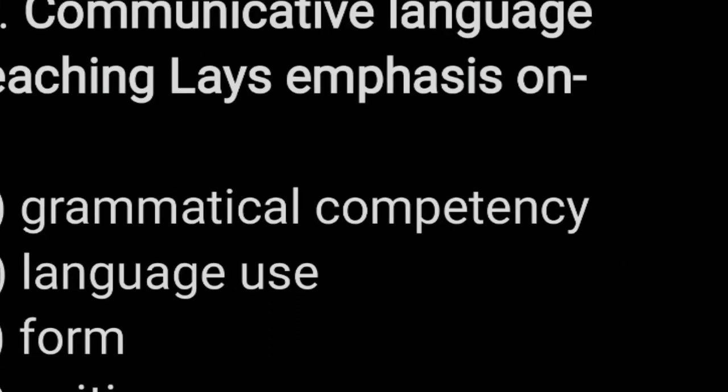Communicative language teaching lays emphasis on option A, grammatical competency. Second one is language use. Third one is form, and D one is writing. So communicative language teaching will lay emphasis on language use.